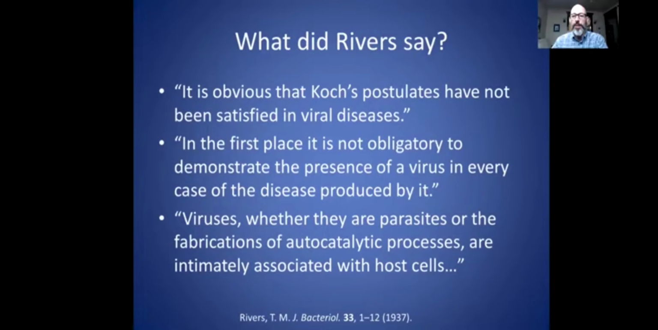Now, granted, this was in 1937, but up to that time, that was certainly as true as it is today. He also said, "In the first place, it is not obligatory to demonstrate the presence of a virus in every case of disease produced by it." Now, I really don't understand the reasoning behind this, because if the virus is not present, then how could you say it caused the disease? But once again, I'll accept these criteria, since this is what the authors laid out. And the last quote: "Viruses, whether they are parasites or fabrications of an autocatalytic process, are intimately associated with host cells."